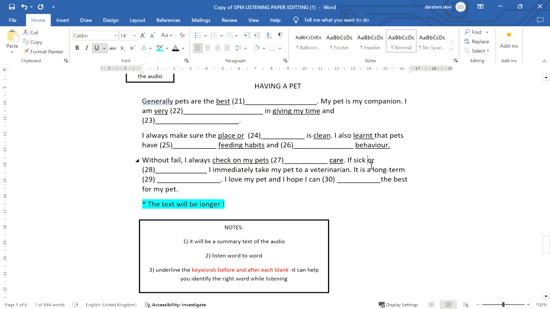Care, so this is another keyword that can help you. So it's about sick or something. And then I immediately take my pet to a vet. So vet is a keyword. Long term, so the keyword here is long term. Maybe you listen to the audio and then you hear the words long term, you can find out the word after it. I love my pet and I hope can, so something about hope here. So the keywords you have underlined, when you listen to the audio, you can use these keywords to identify the right word, and you can fill in.